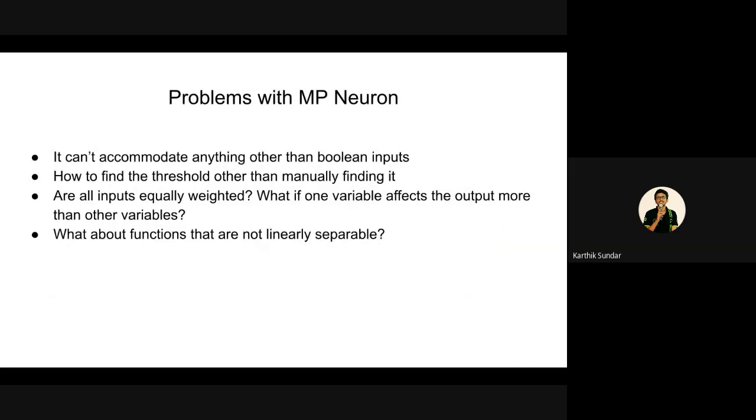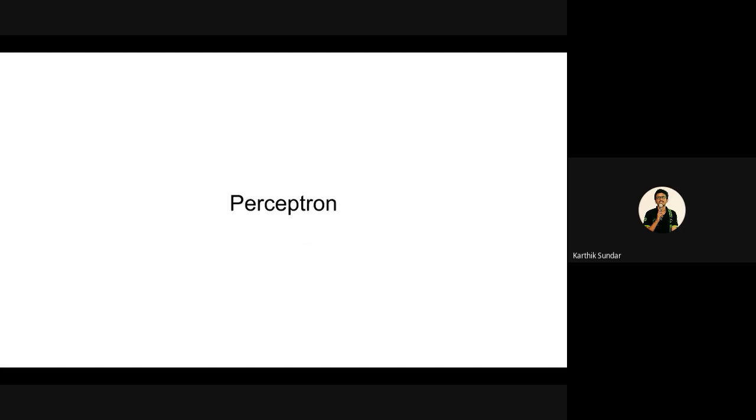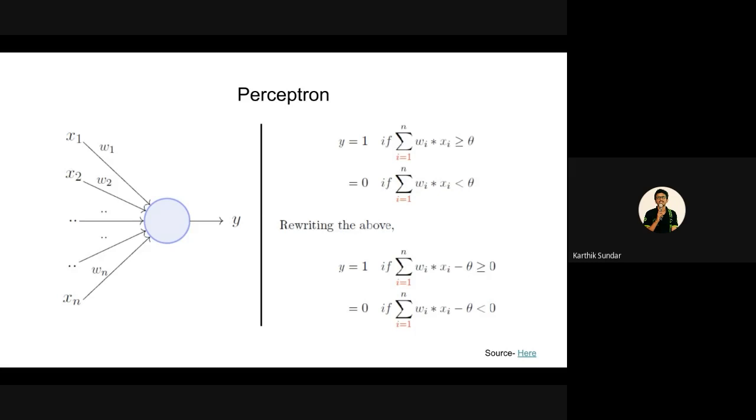So people wanted to move forward and improve upon the MP neuron, and that gave birth to something called the perceptron. Frank Rosenblatt created this configuration. How it differs from the MP neuron is that instead of Boolean inputs, you will have real inputs.